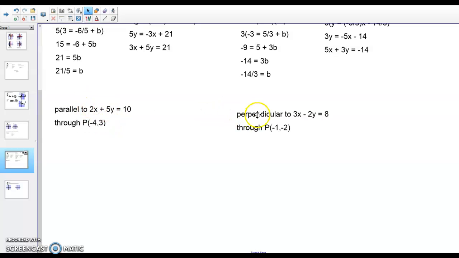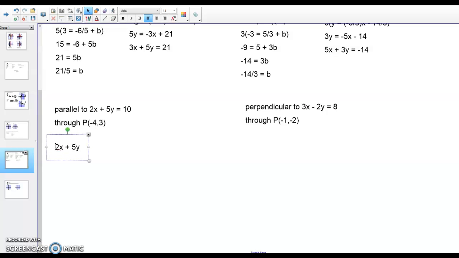Alright, here's the second part of our review. So now we're doing a line parallel to a given line, which essentially means the slope has to be equal, which means I can use right away negative a over b, which is negative 2/5, or if you're uncomfortable with that, you can just solve for y. So 5y equals negative 2x plus 10, and we divide everything by 5, we get negative 2/5 x plus 2.